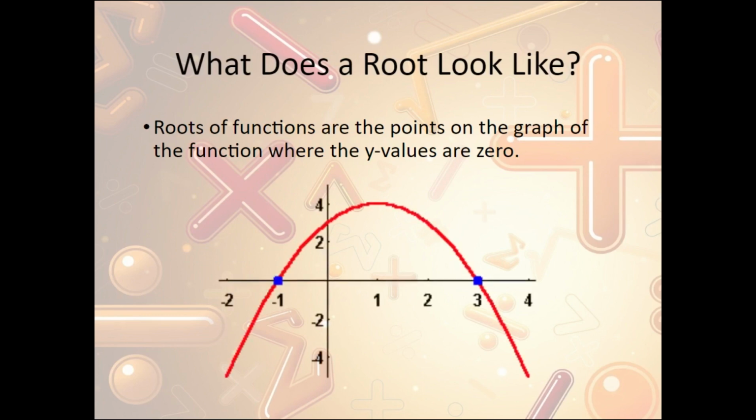So what does a root look like? It's an x-intercept, or where the line crosses the x-axis. So it crosses here, and then it comes back down and crosses here. We call those the roots.